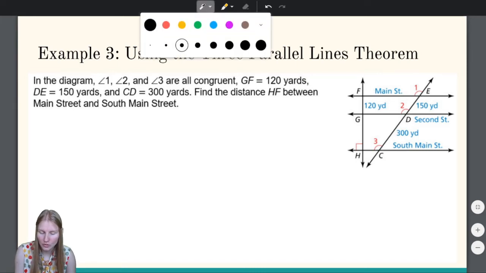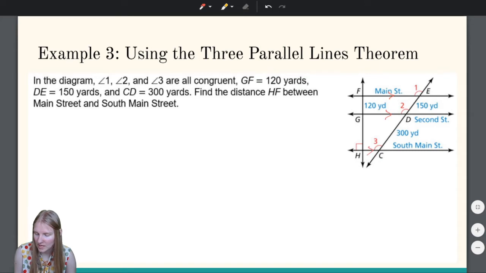Well, do you see any arrows here saying that these lines are parallel? No, we aren't told that these lines are parallel. I don't know if Main Street, 2nd Street, and South Main Street are parallel. But the fact that they told us angle 1, angle 2, and angle 3 are congruent, what type of angles are they? These are corresponding angles because they're in the same relative position to this intersection. Top left, top left, top left.